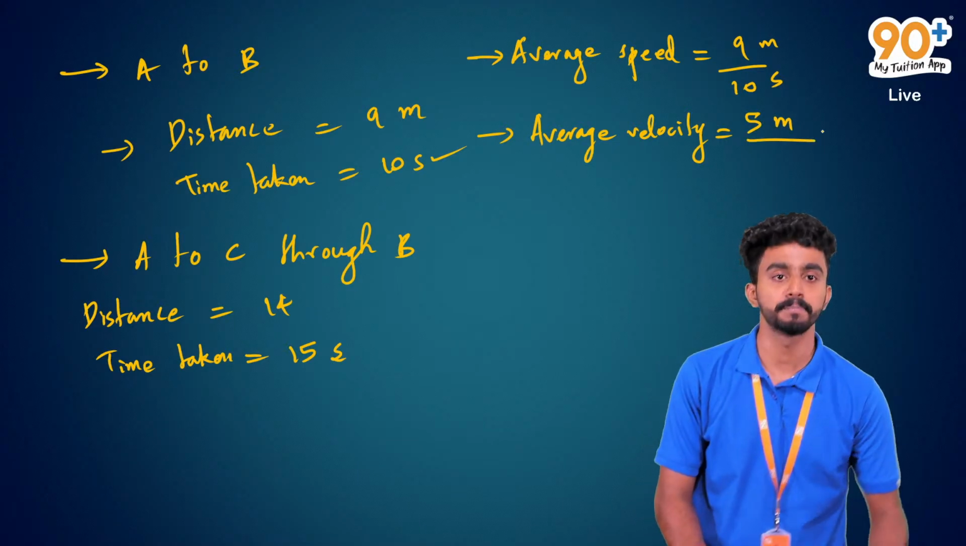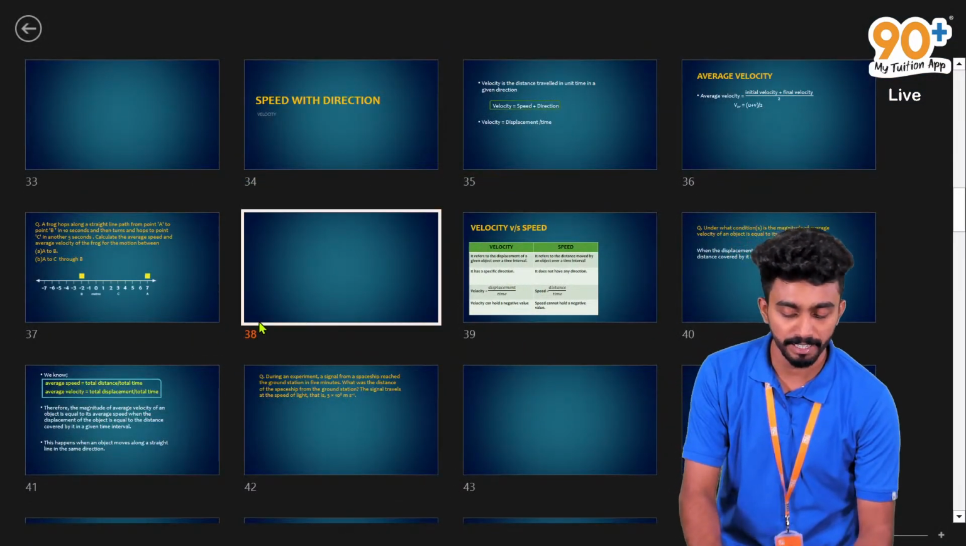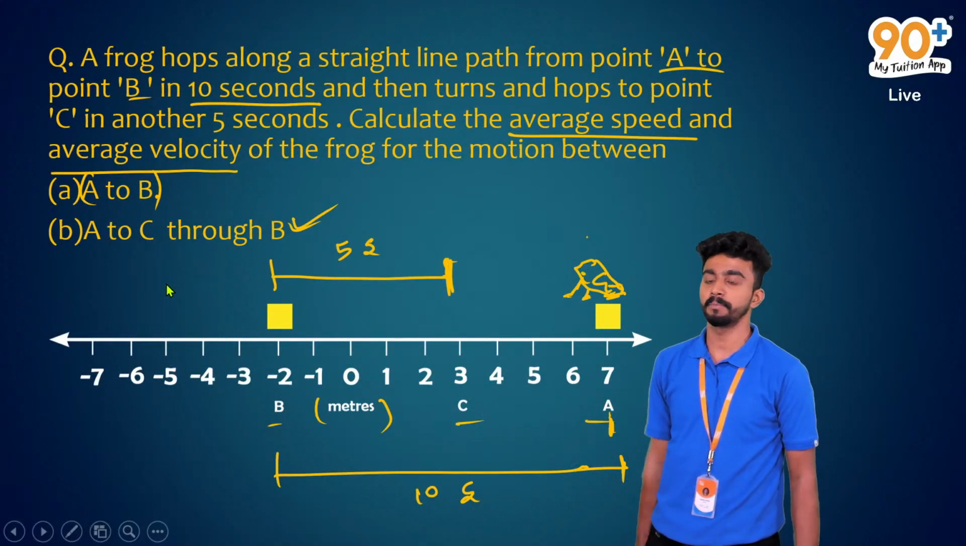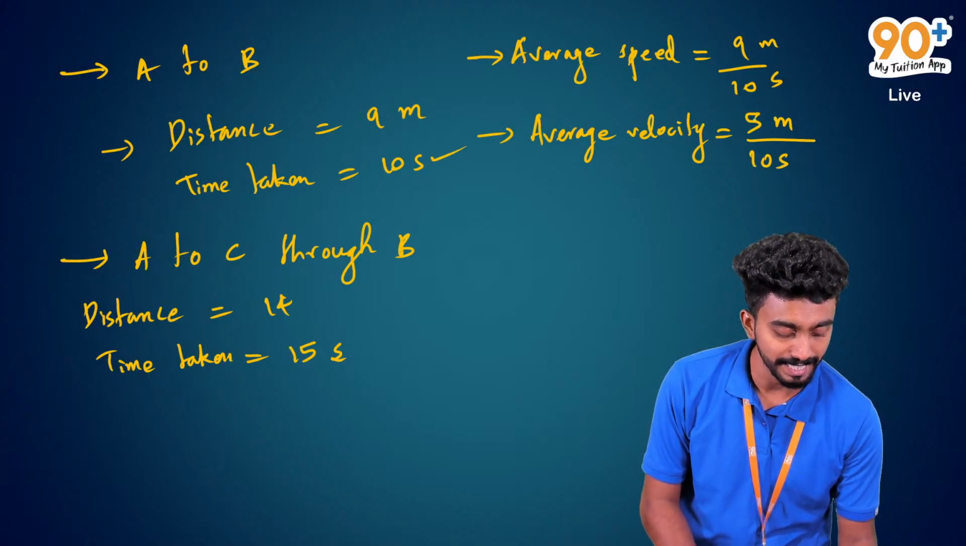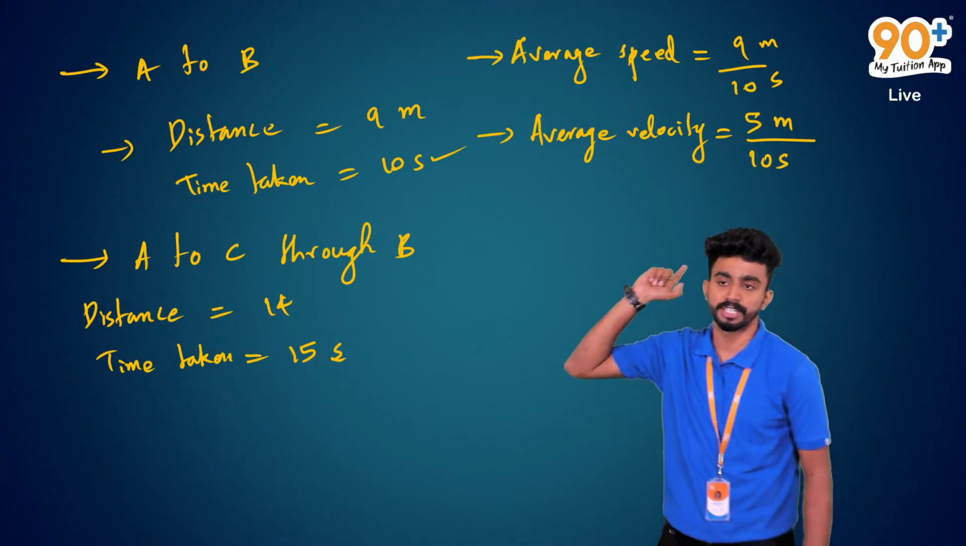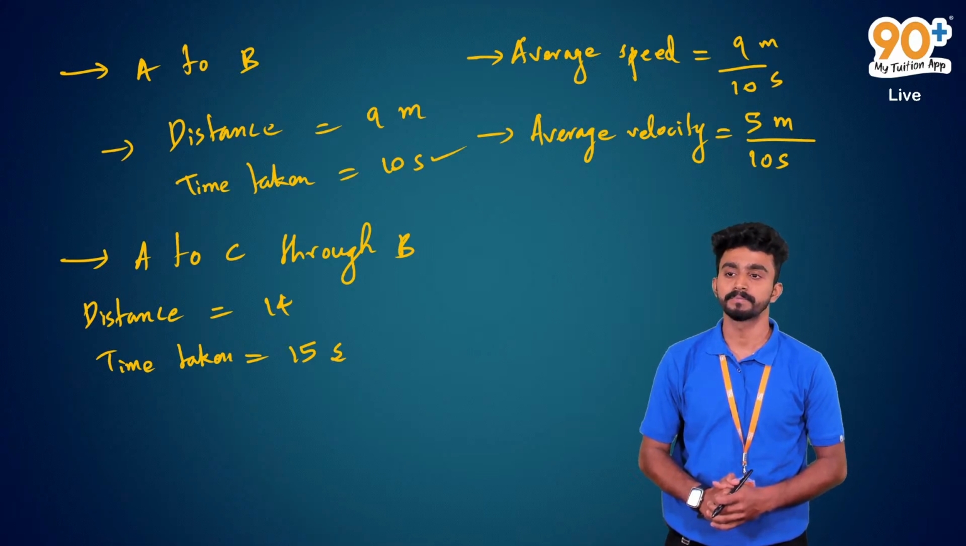Okay? Divided by, so what about the time taken from A to B? It will be the same, right? 10 seconds itself. So it will be 5 by 10 seconds. So this will be the average velocity. Clear, everyone? Nod your head.